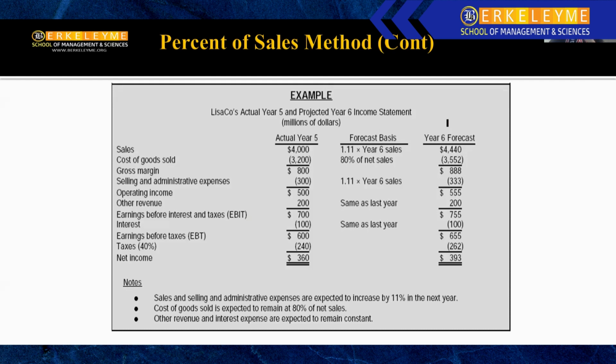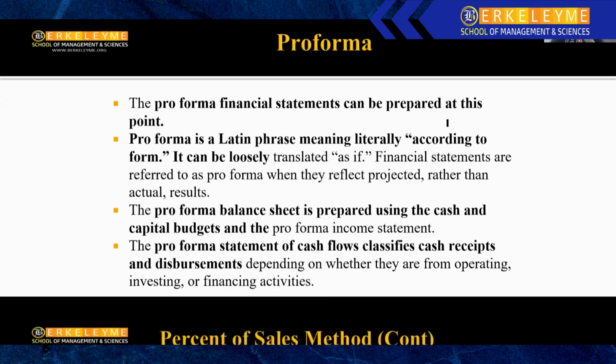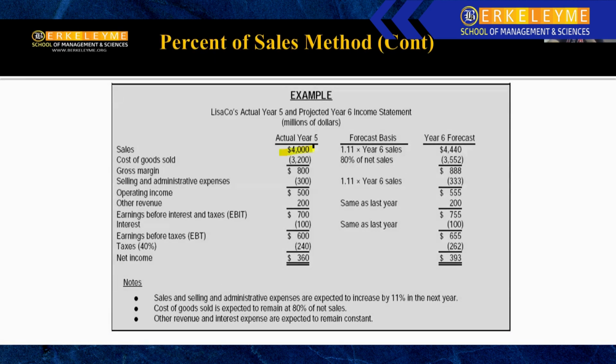We want to see things in percentage. So how it works is, see, this is actual year 5. Here we took a base. We said 11% increase. See, 1.11 means 11% increase. So 100% was 4,000, and 111% is 4,440. Then 80% of the net sales, then 11% of the sales, same as last year. So there is no change.